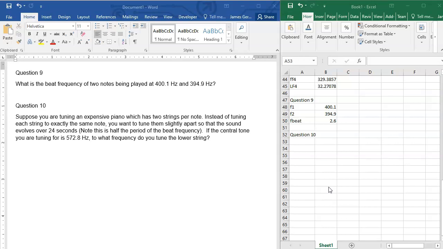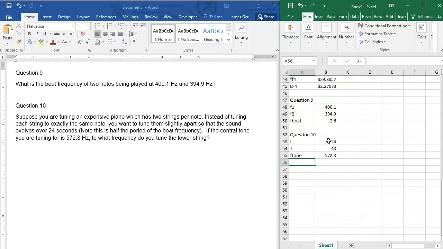And so let's say we've got this piano and we want to tune it so that the amount of time over which the sound evolves for the fundamental is 24 seconds. And I have a note here that that means the period of the beat frequency is twice that. All right? And we've got a central tone of 572.8 hertz. Okay, so I ask then, to what frequency do you tune the lower string?